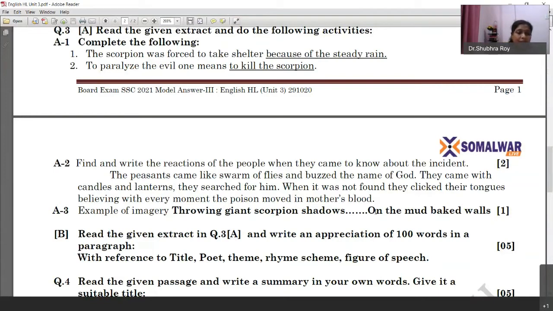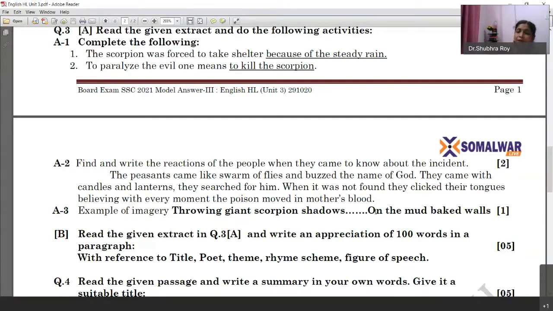Now, part B is: read the given extract in question number 3A and write an appreciation of 100 words in a given paragraph. Since one poem has been reduced for the time being from this particular unit, I had no other alternative but to ask you to write the appreciation for the same poem. So, with reference to the title, poet, theme, rhyme scheme, figure of speech, you come to know that this is a poem titled Night of the Scorpion. This is written by Nissim Ezekiel. So, 1 mark you get here.